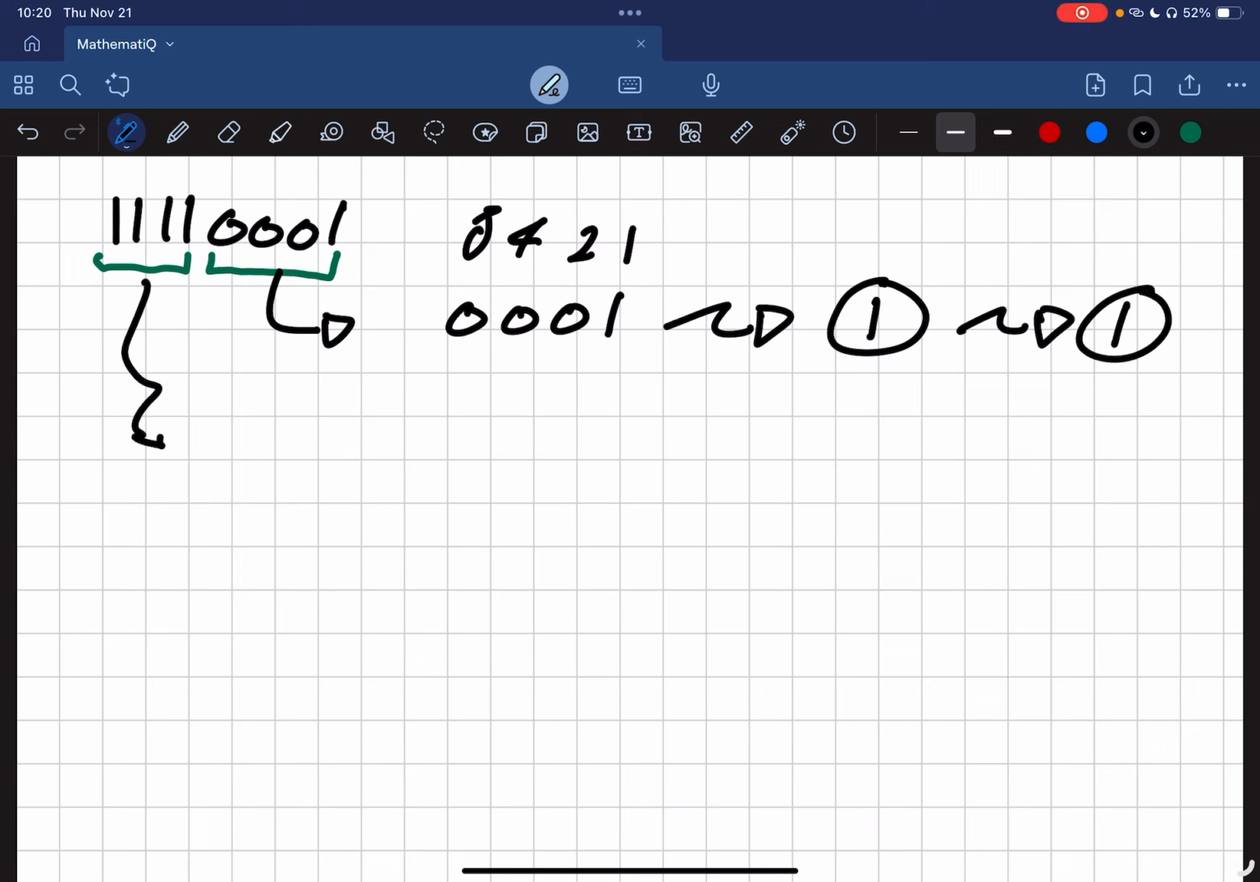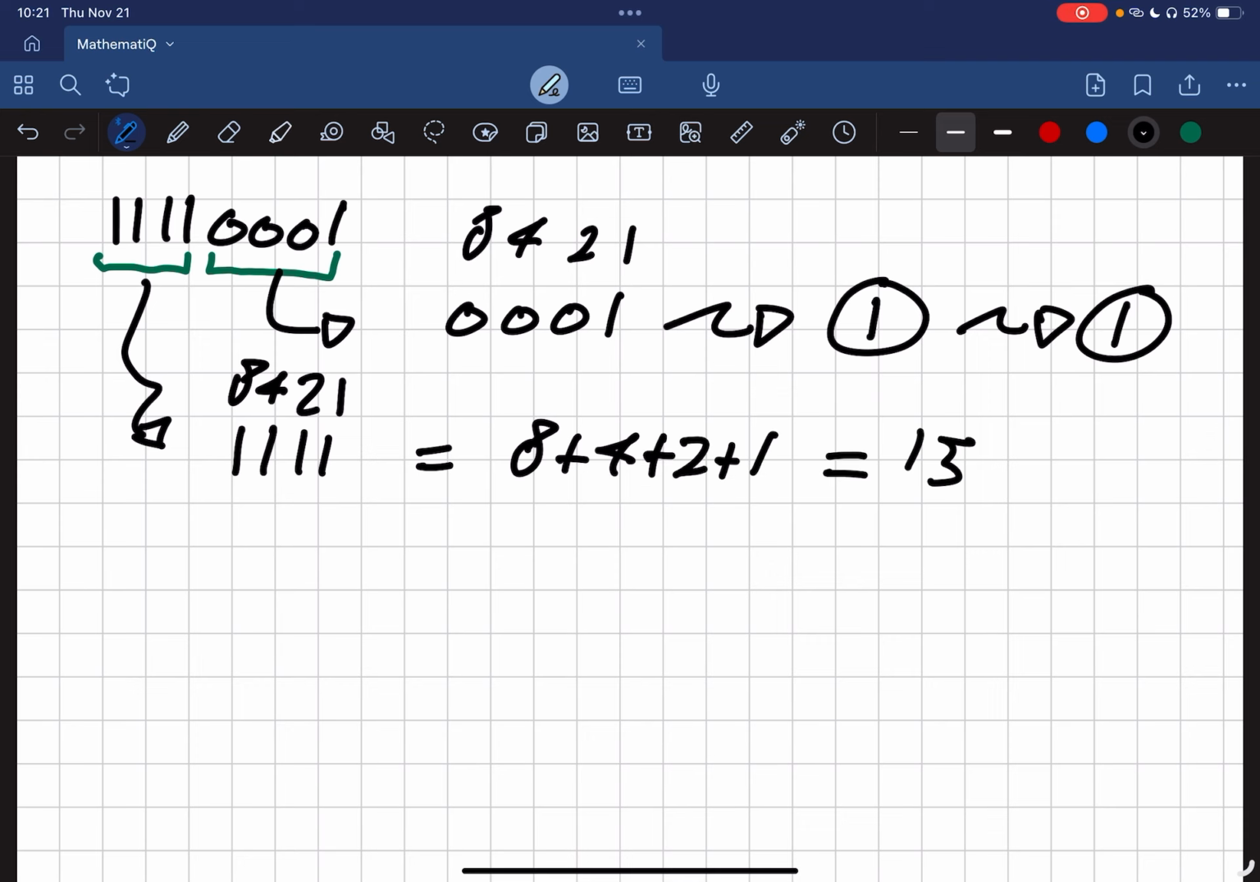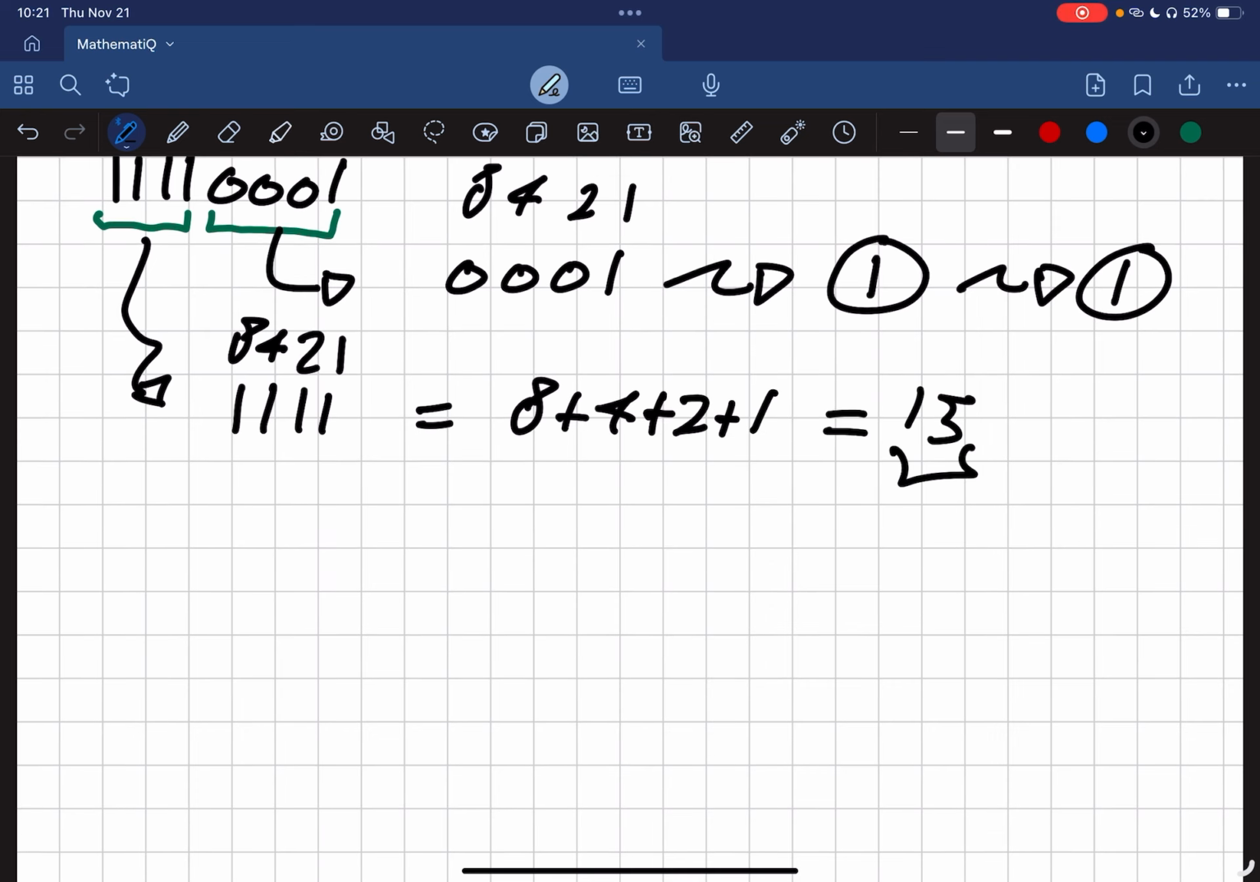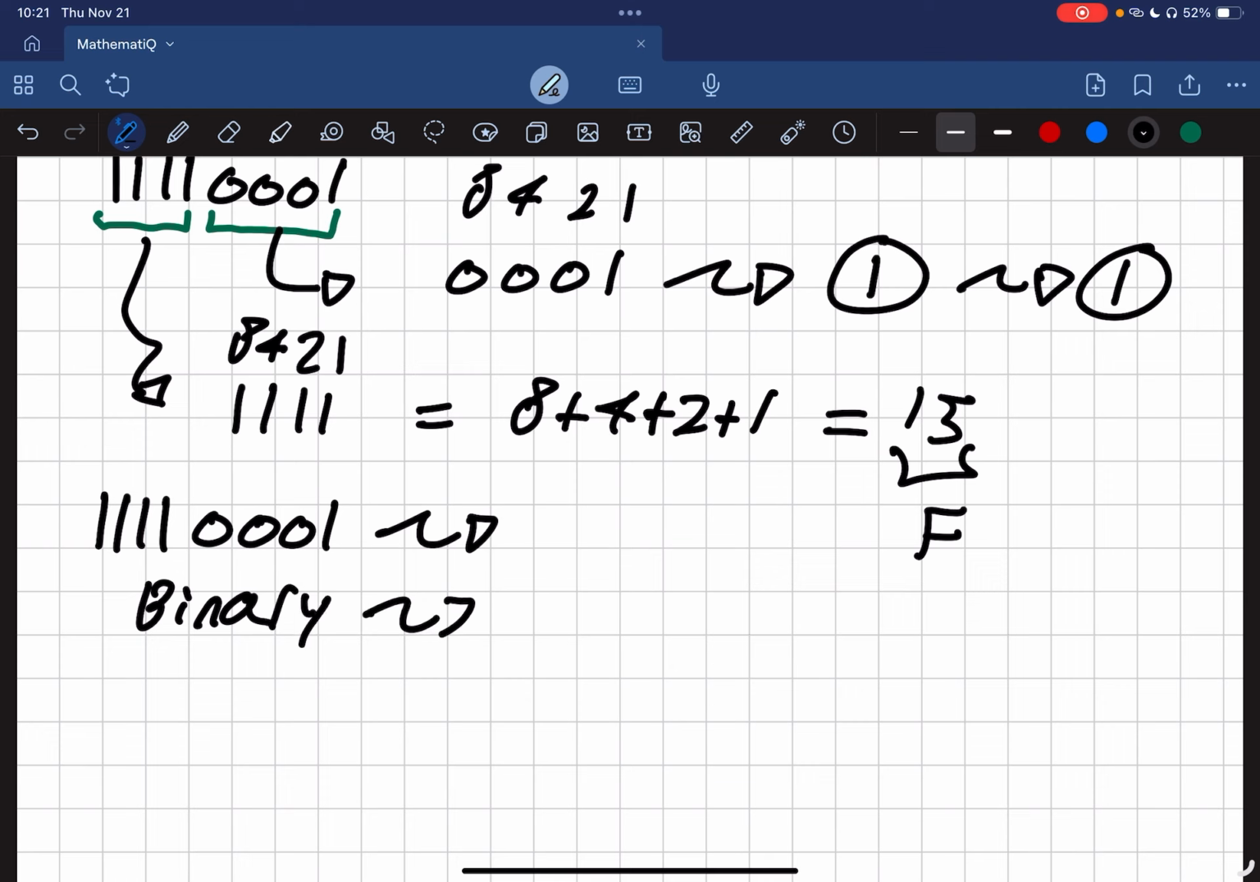And this gets converted to 1111. We have 1, 2, 4, 8. So if we add 8 plus 4 plus 2 plus 1, you get 15. And 15, we know in hexadecimal, is equal to F. So if we put this together, 11110001, binary to hexadecimal, we get F1, and that's that.